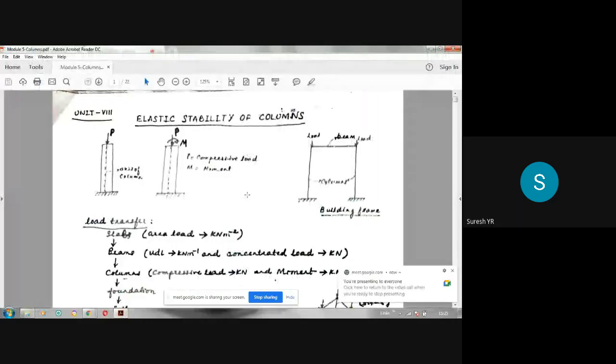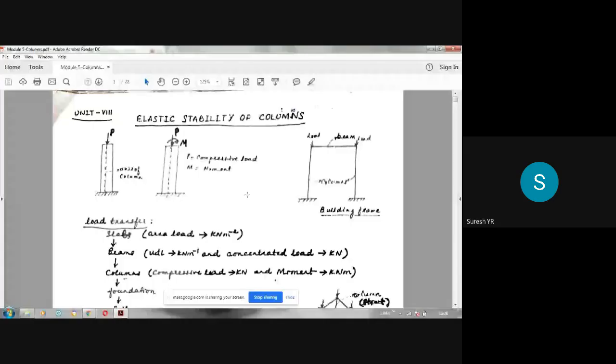This is the last chapter in the fifth module. So, in the last classes we discussed deflections of beams using Macaulay's method, simply supported and cantilever beams, and how to find the maximum deflection. All those things we have discussed. So today we will take up the new chapter, columns.